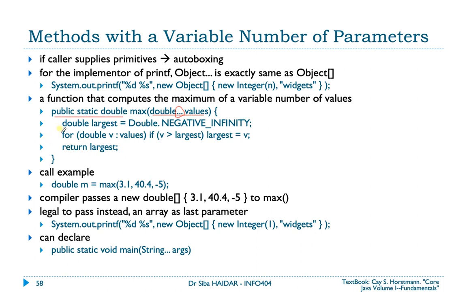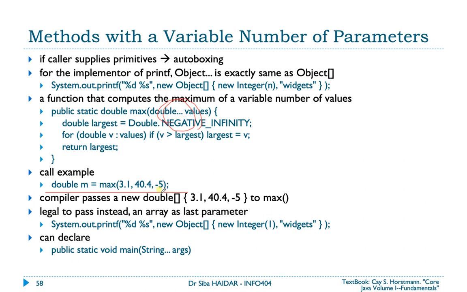Okay, and then you initialize the largest to the least value of double type, and then you do the for loop, and every time you find a larger value v, you make the largest equal to v, and you return the largest. So this is a very easy method, but we have shown you how to use the variable number of parameters. You can call this method with 3 parameters, 2 parameters, 1 parameter, etc. And for example, you can call it by passing the values 3.1, 40.4, and -5.